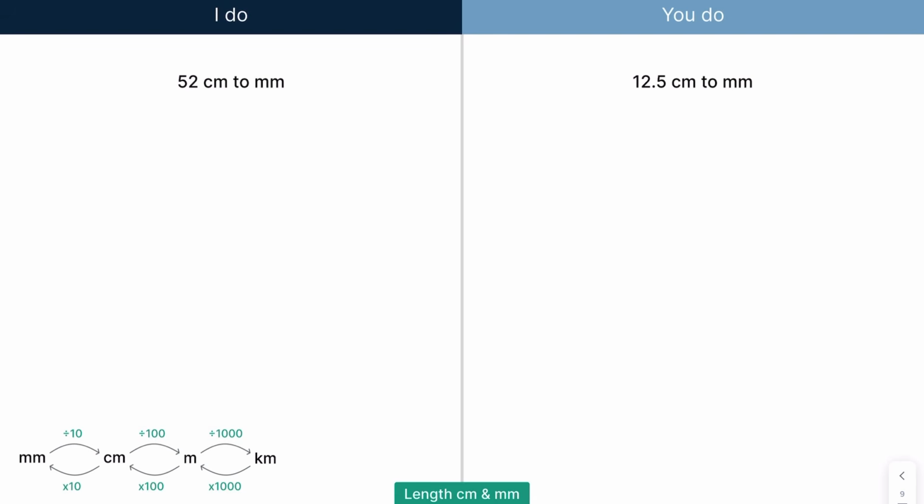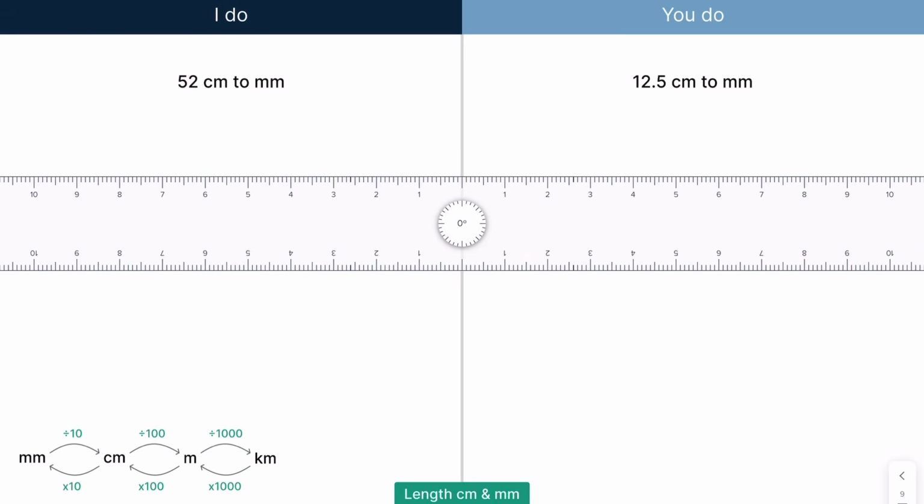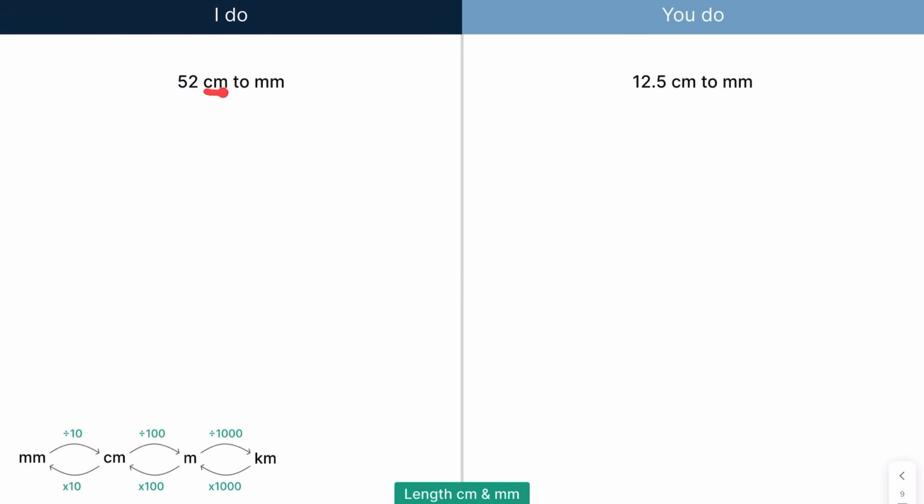Moving on, now we're going from centimeters to millimeters. Okay, we do need to be clear here. Let me just get rid of the ruler. Centimeters to millimeters. So centimeters is here, that's where we're starting. We're going to millimeters. So we're going this way. So we can see we're going to multiply that by 10. So that just becomes 520 millimeters. And again, on the right, exact same thing. We're just going to multiply it by 10.